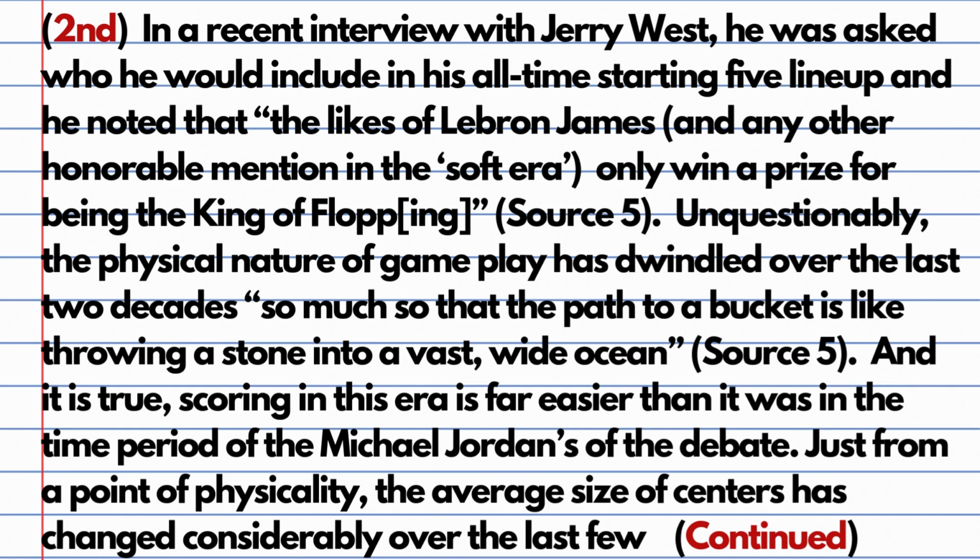And in this transition, I'm going to use that Jerry West source, which was source 5. So here it is. In a recent interview with Jerry West, he was asked who he would include in his all-time starting 5 lineup, and he noted that the likes of LeBron James and any other honorable mention in the soft era only win a prize for being the king of flopping, source 5.